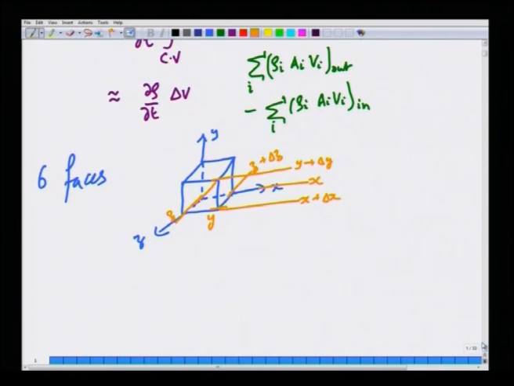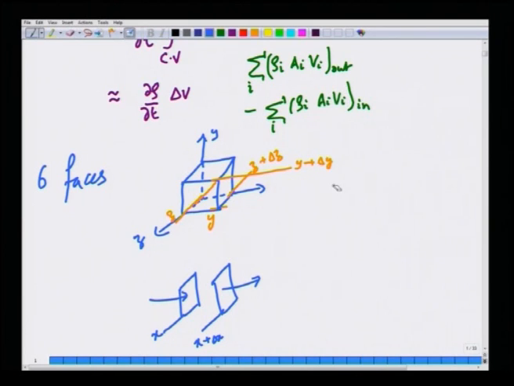Just for the sake of clarity, we are going to assume that fluid is going to enter the face at x, and it is going to leave the face at x plus delta x. So, we made a small mistake here. This is the coordinate x, the face at x is here, the face at x plus delta x is here. So, that is what I have drawn here. The face at x is the left side of the CV, the face at x plus delta x is the right side. So, fluid can enter through this and leave through this.